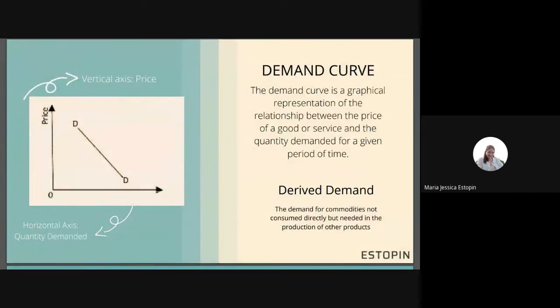The demand curve. The demand curve is a graphical representation of the relationship between the price of a good or service and the quantity demanded for a given period of time. Because of the inverse relationship between price and demand, the demand curve slopes downward from left to right. We also have here the definition of derived demand, which is the demand for commodities not consumed directly but needed in the production of other products.